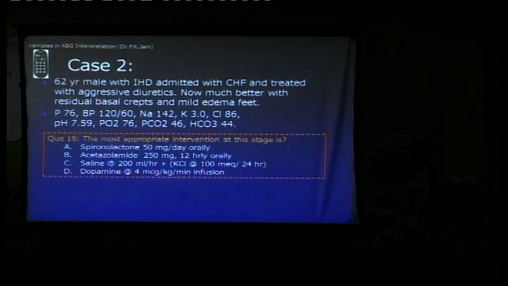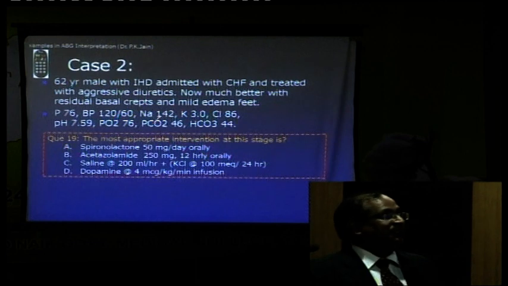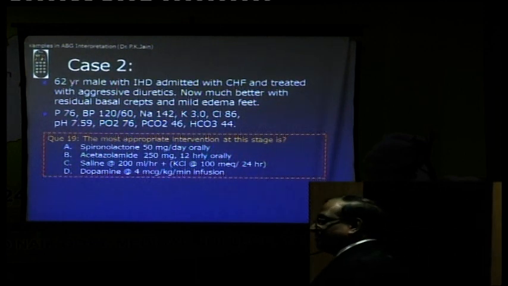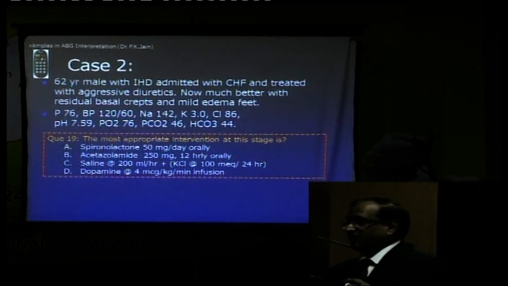But it also causes hypokalemia, and the potassium is already low. Whereas a potassium-sparing diuretic is a diuretic, but will also prevent your potassium from being lost. So the correct treatment here, surprisingly, is spironolactone.